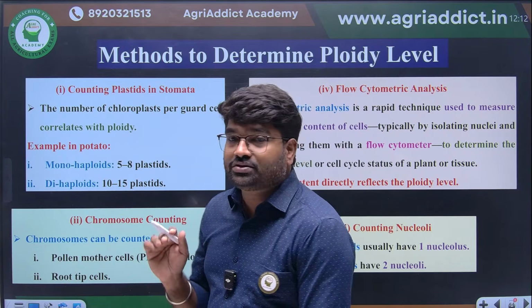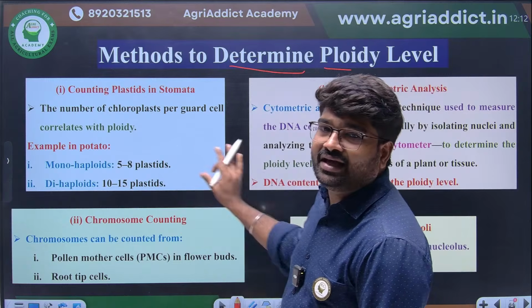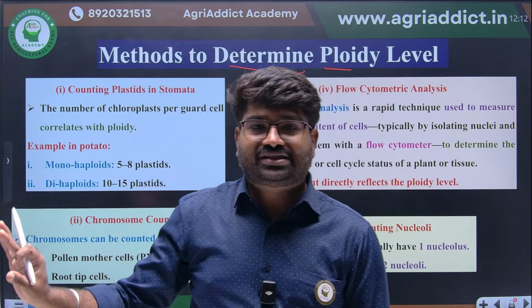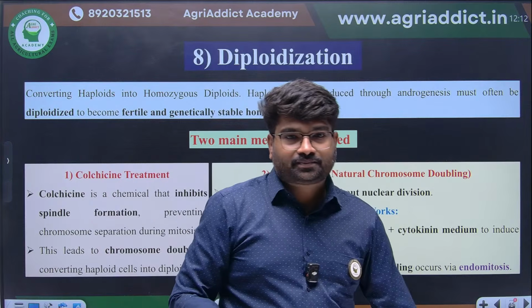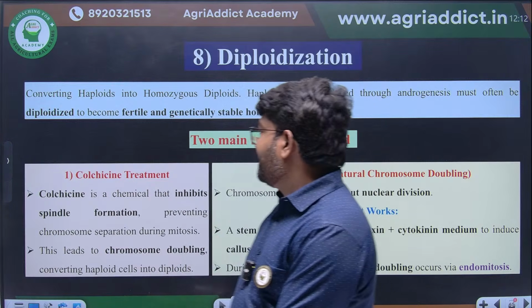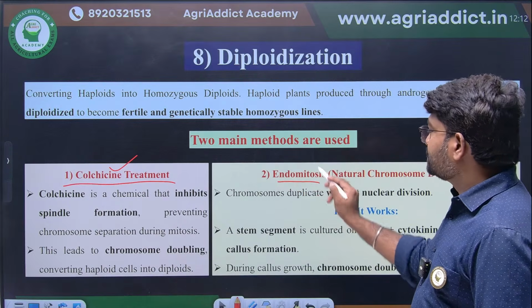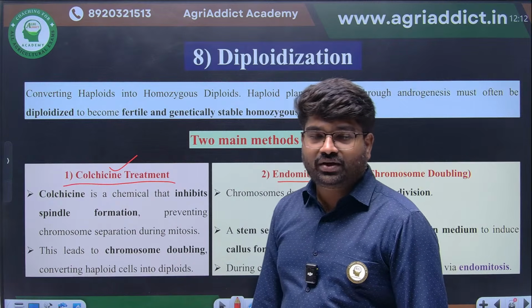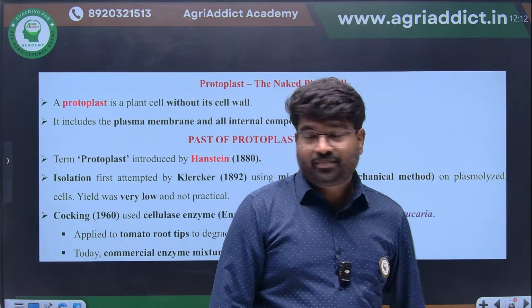Then, how to determine the ploidy level? I have given it here; just go through it once. It is not that important. This we have also already discussed: colchicine treatment can be used, or else endomitosis can be used for chromosome doubling, or diploidization of the chromosome can be done.